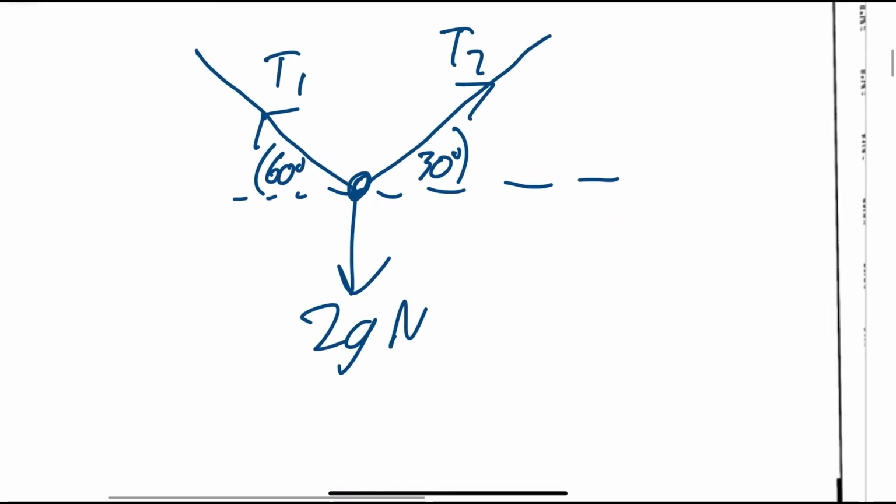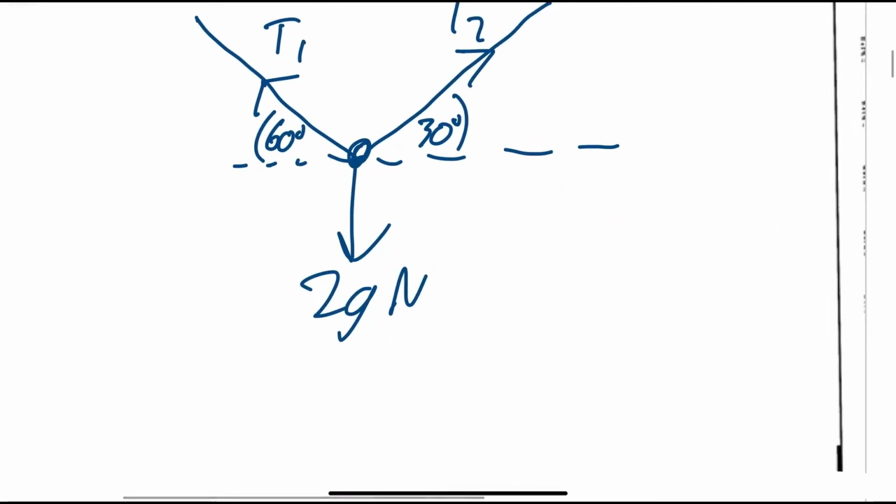So here, to find the tension, the only things you can do are resolving vertically and resolving horizontally. If I resolve vertically, going up, I've got T1 sine, and then going vertically up this way, it's going to be sine 60 also.